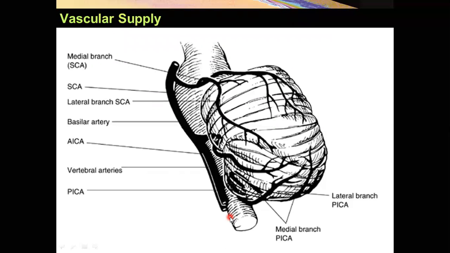Now let's look at the vascular supply to the cerebellum. There are three vessels that supply the cerebellum. One of them is the PICA, the posterior inferior cerebellar artery, which is here. PICA supplies the inferior third of the cerebellum. PICA is a branch of the vertebral artery. And then the AICA, the anterior inferior cerebellar artery, which is the first branch of the basilar artery, supplies the middle third of the cerebellum.